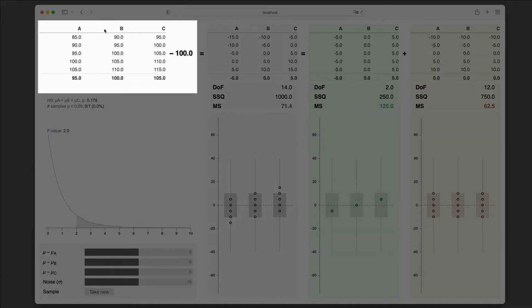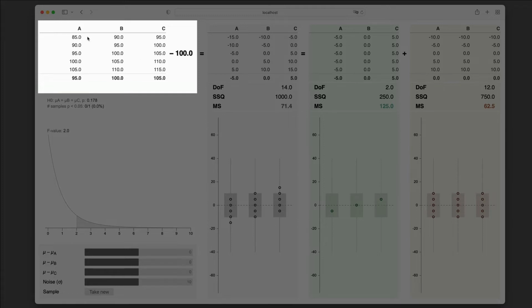Okay. What you see here is the original data that we are going to analyze. By default, when you run this app for the first time, or when you refresh your window with this app, you will see some predefined, nicely looking values. I made that on purpose because I want to use these nicely looking values to show you how all statistics in ANOVA are calculated. But then when we take a new sample, it will be a completely random sample.